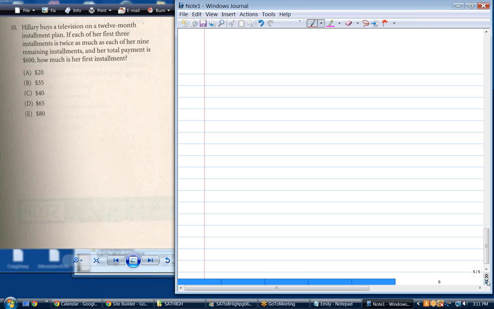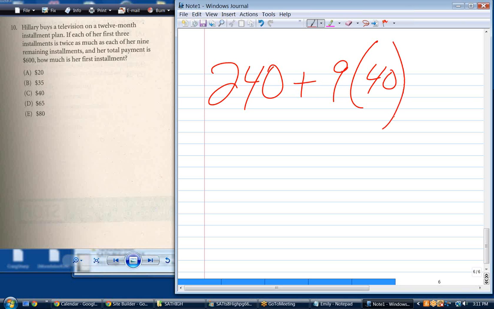This is a perfect question for what method? And I do mean perfect. This is almost the quintessential question for back solving. It's 80. Okay. What did you do? How'd you do it?